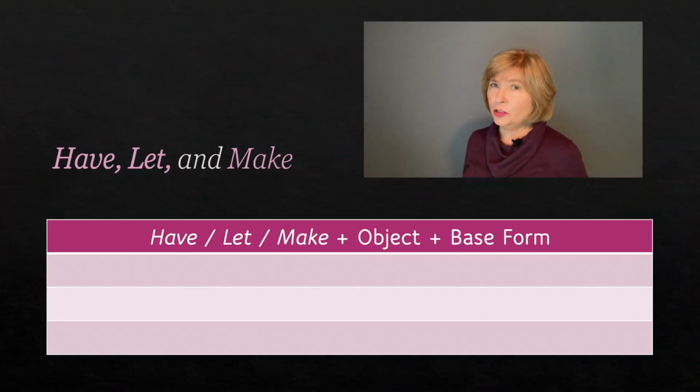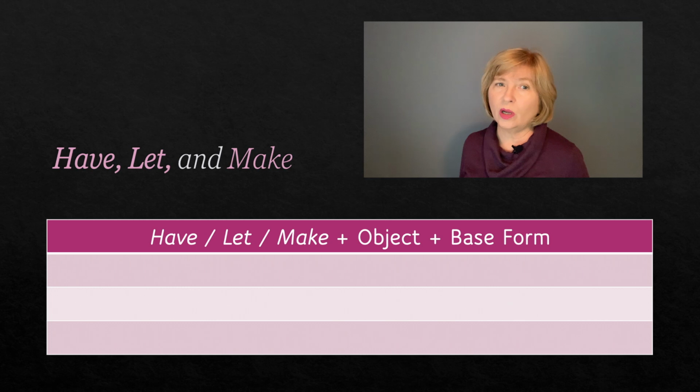Let's have a look first at the way we use have, let, and make when they're used as causatives. First of all, we use the pattern have, let, or make, plus the object of the sentence and the base form of the verb to put together sentences to show a connection between the subject and something the subject is going to want to cause to happen, or something that the subject did cause to happen.